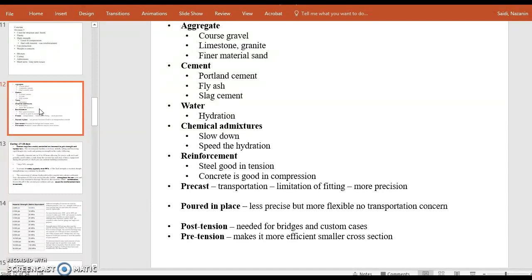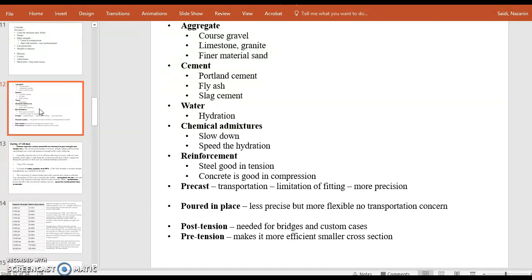Chemical admixtures are used to slow down the process, speed the hydration, and some minor other uses. Reinforcement is used to take care of its weakness. Steel is fantastic in terms of tension, therefore it is used for reinforcement. Concrete is fantastic in compression. Direct vertical force at its center is ideal.